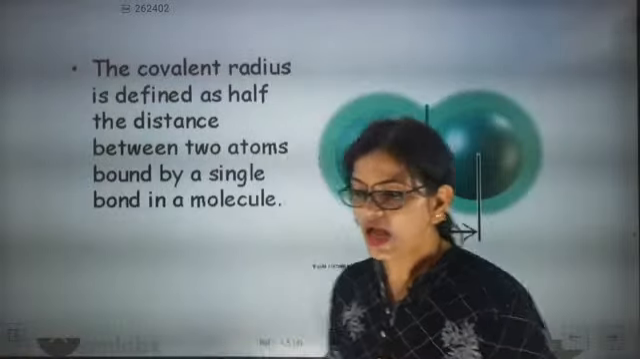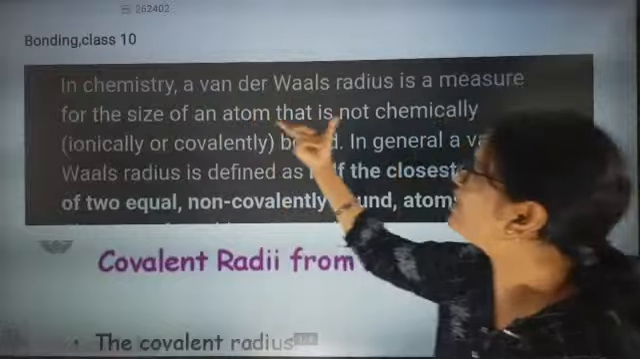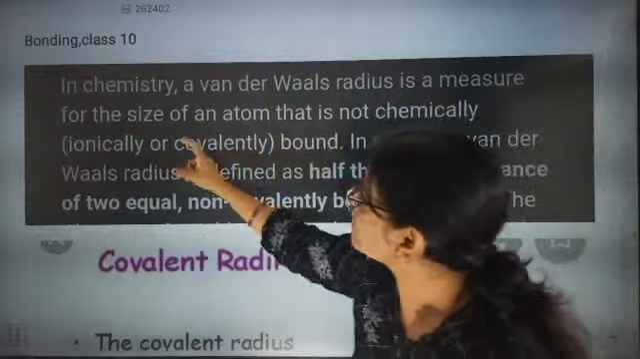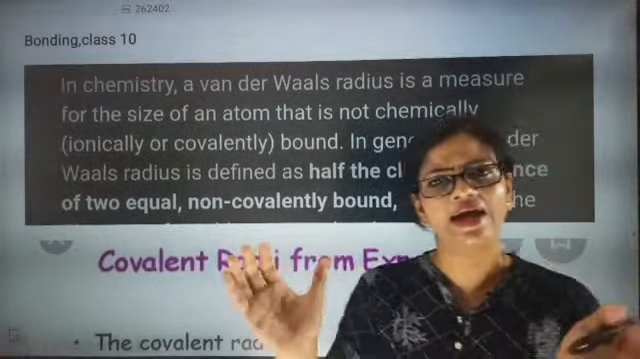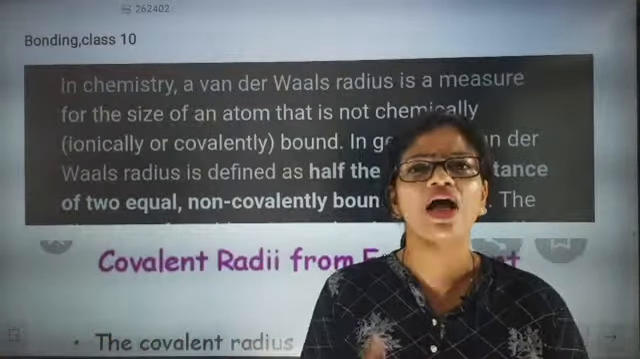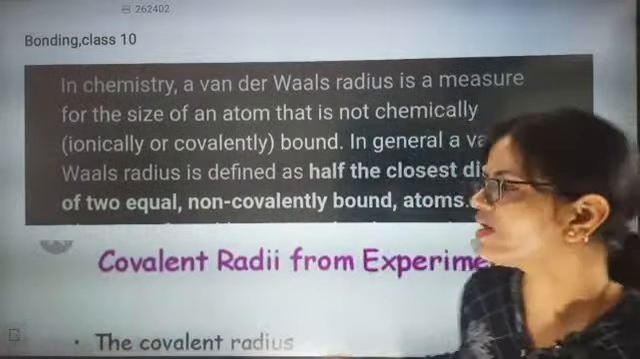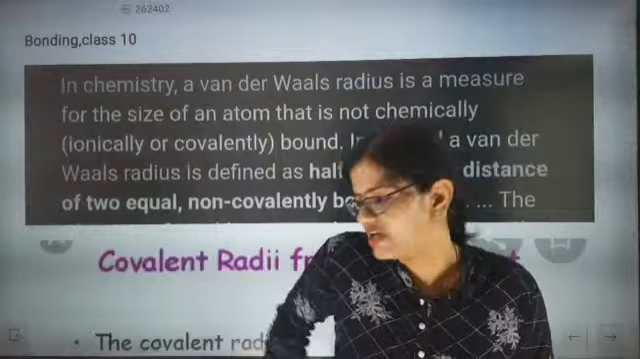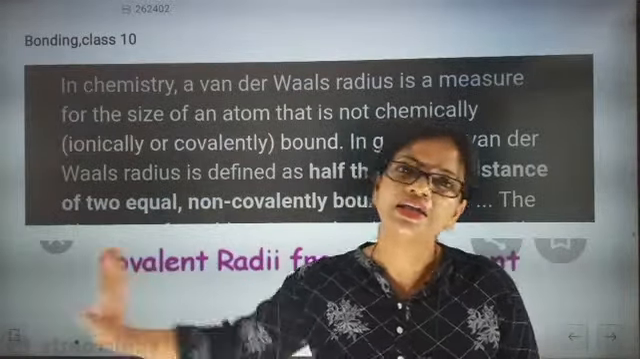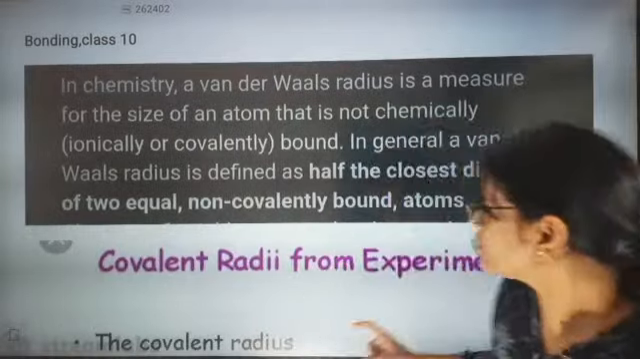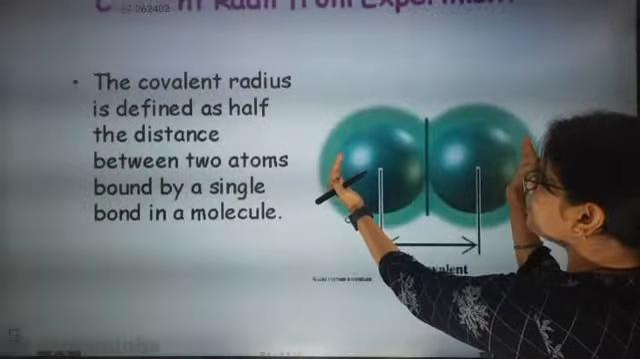Kamya, understood? Next, van der Waals radius is a measure of the size of an atom that is not chemically bound. Definitely we know that such an atom will not be chemically bound. If I am a noble gas, I don't need to combine with anyone. So if I am going to find me and my friend, there will be a gap between me and my friend. So definitely my radius will be bigger compared with that of a covalent bond, because in a covalent bond, to make the bond, they are coming close.